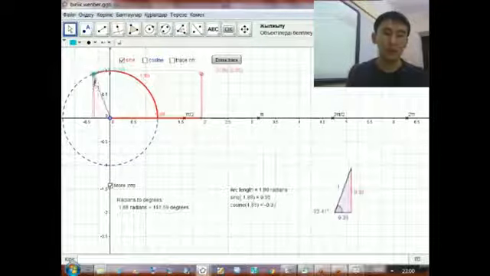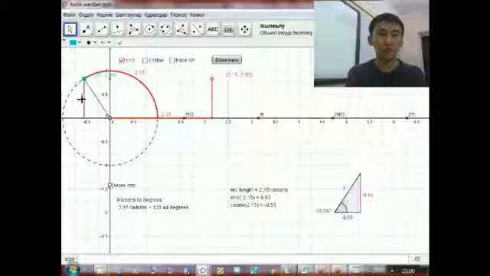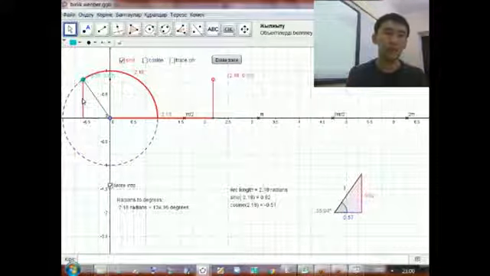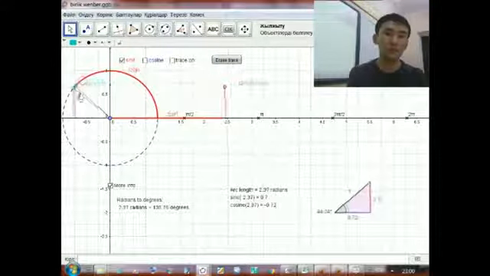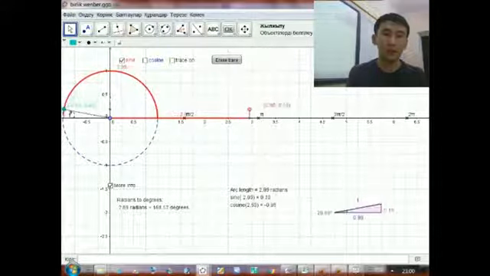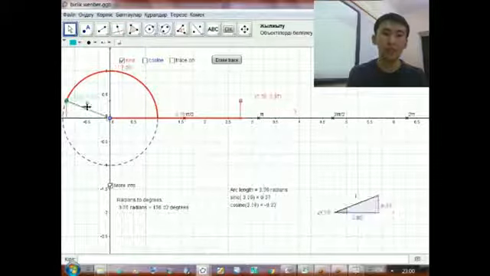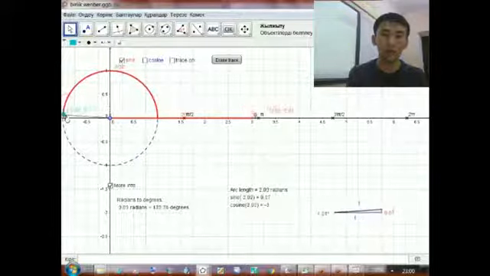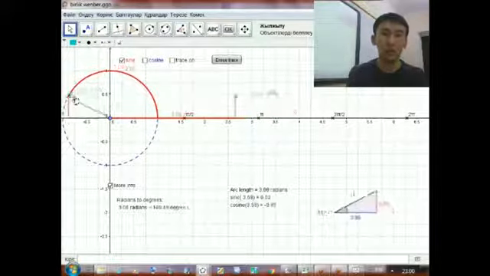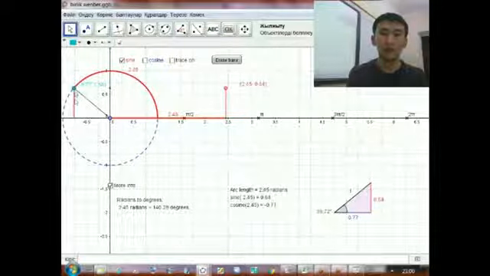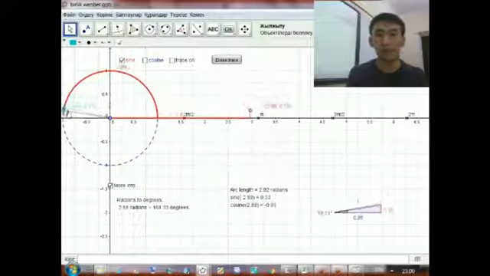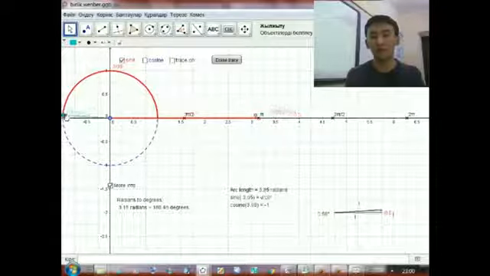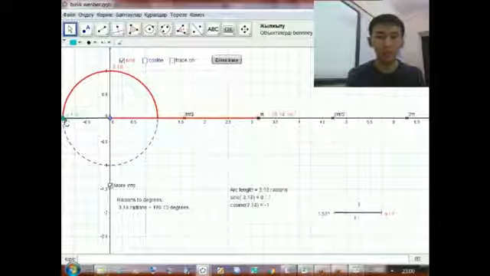After the 90 degree, the length of this line segment is decreasing, and it continues to decrease until 180 degrees. When this angle is 180 degrees, in radians it's pi, the length of this line segment is equal to 0, and that means the value of the sine is 0, as you see here.